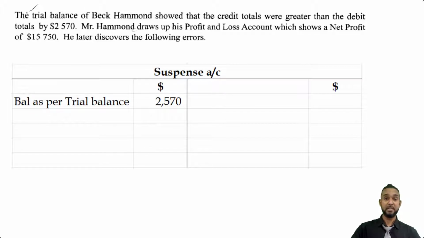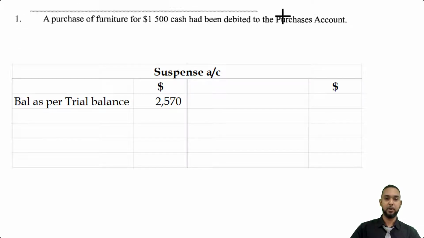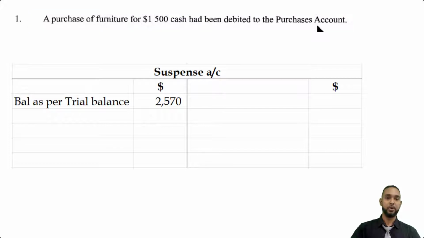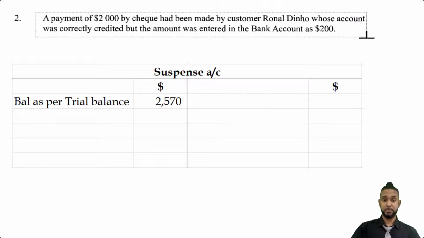Now we're going to enter the items, the errors that would have caused this difference to happen. Now the first item, the first error was a purchase of furniture had been debited to purchases. It's an error of principle. That's one of the 6 or 7 types of errors according to how you count yours that do not affect the agreement of the trial balance. So we're going to use the general journal to correct that item. And we won't need a suspense account to do it.